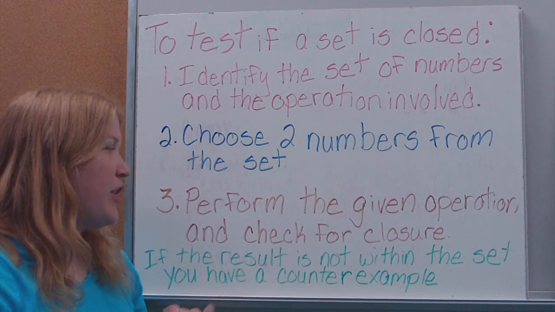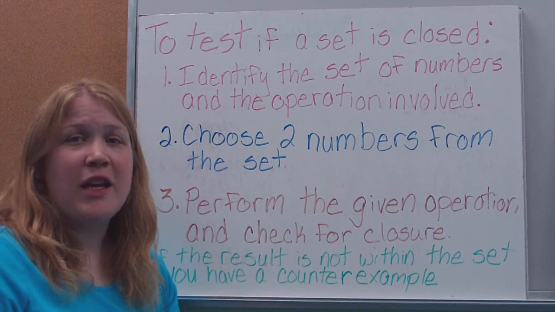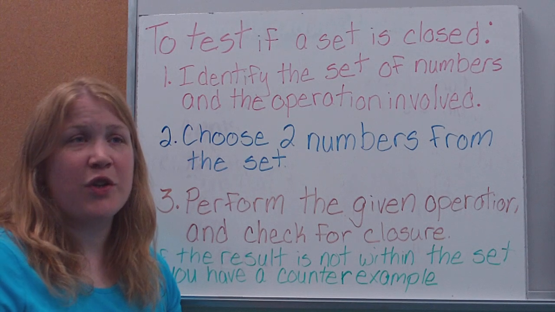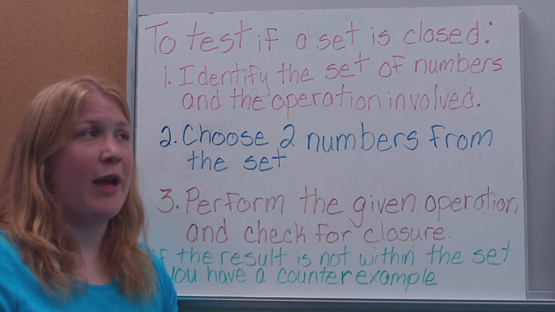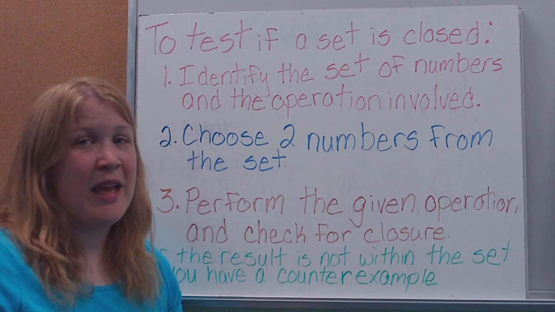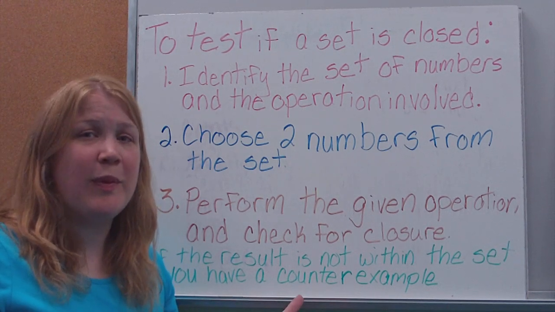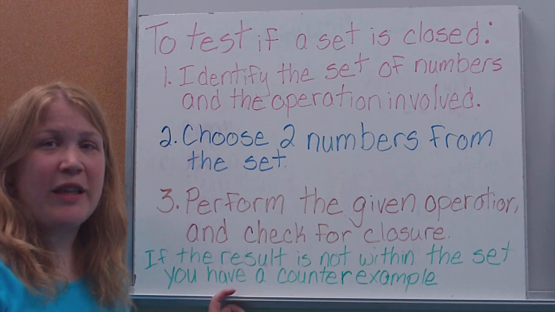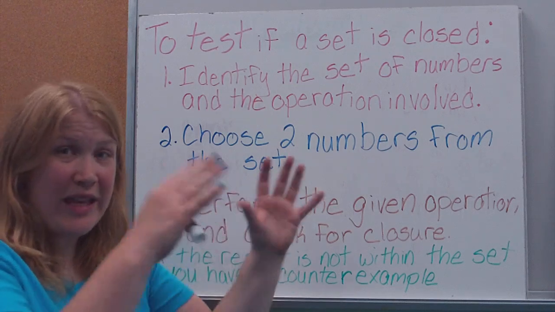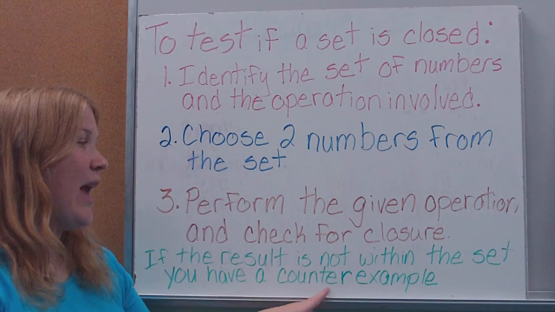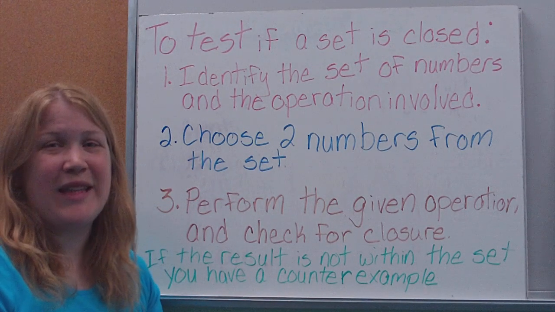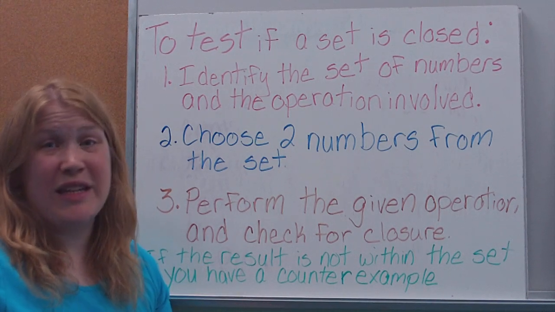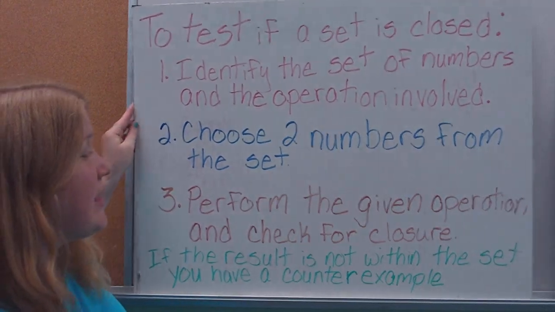Then perform the given operation and check for closure, meaning is your answer still within that set? So if it were integers, are they closed under multiplication? Just pick 2 integers and multiply them. -2 times 7 is -14. -14 is also an integer, so it could be closed. We don't know, we only did one example. However, if I came up with something that was outside or not within that set, then I would have what we call a counter example. If your result falls and it's not in that set, you have a counter example, meaning it's not a closed set. You found a number that it didn't work for, or a set of 2 numbers in the set that it didn't work for.